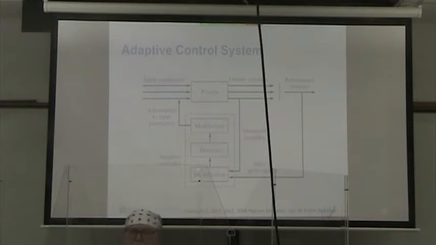Our measured output on the variables, our index of performance, are both going into our identification. Our algorithm is making a decision, and a modification in the hardware is being made that adjusts the input parameters in the adaptive control system.